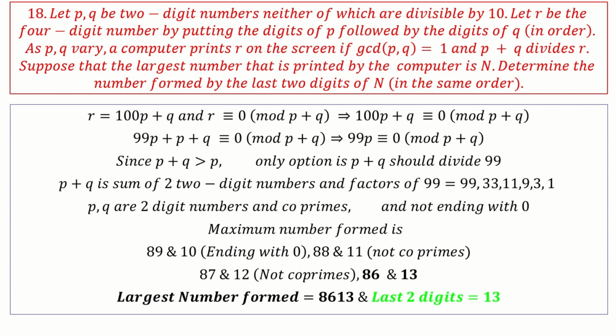So the largest number formed with P and Q is 8613, and the last two digits of that number N are 13. Hope you understand this. This is a simple remainder theorem problem. If you see my previous videos, I started with the remainder theorem and number theory, so you can easily solve these problems once you know those basics. We have solved much tougher problems than this, so this is moderate.